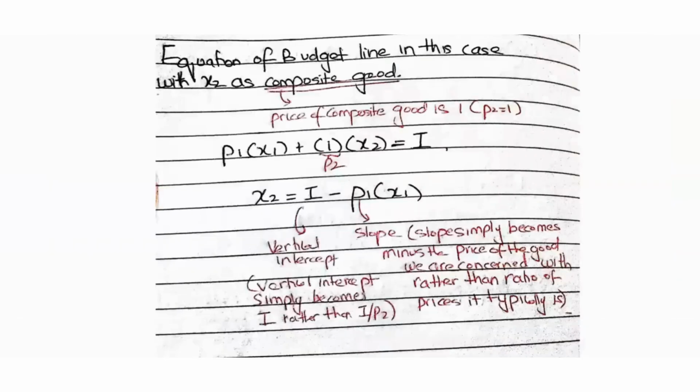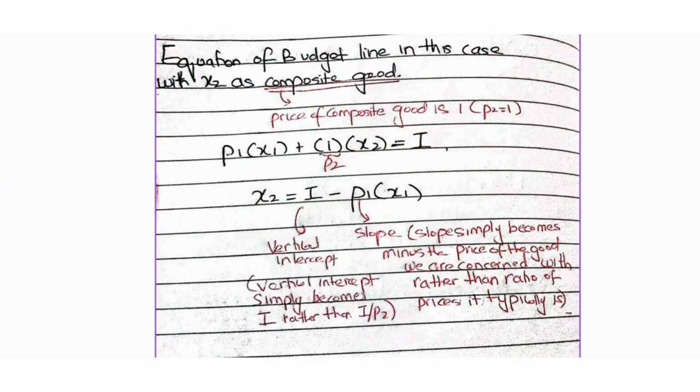Okay, so now let's look at the equation of the budget line in this case, where x2 is a composite good. We know the price of a composite good, like we said, is $1, right? The composite good represents all of the goods, and each unit is priced at $1, so P2 is 1. When we write the equation of the budget line, we're looking at all those combinations of x1 and x2 that cost exactly equal to income. So it's P1 x1 plus P2 x2 is equal to I. In this case, where x2 is a composite good, we can write P2 as 1 because each unit of the composite good is priced at $1.